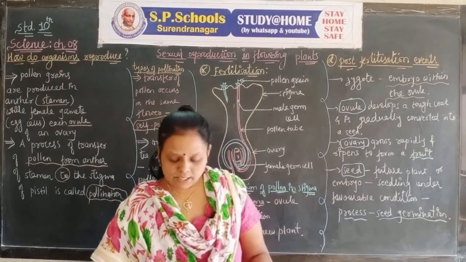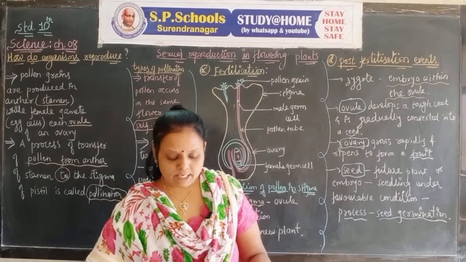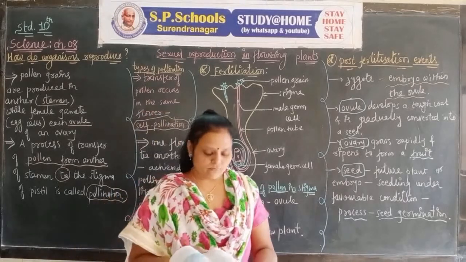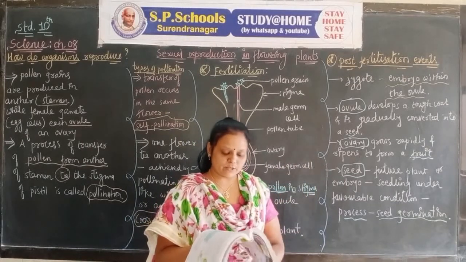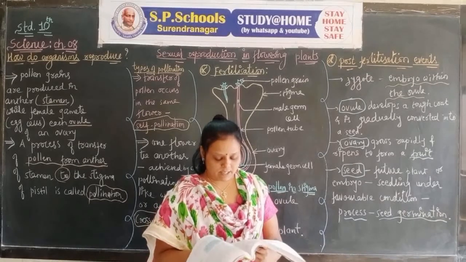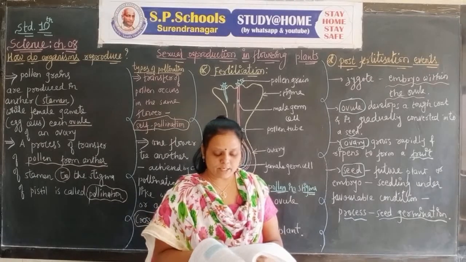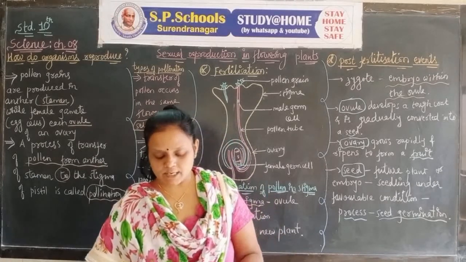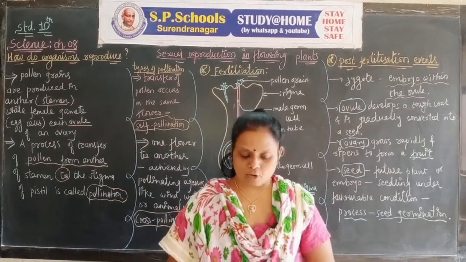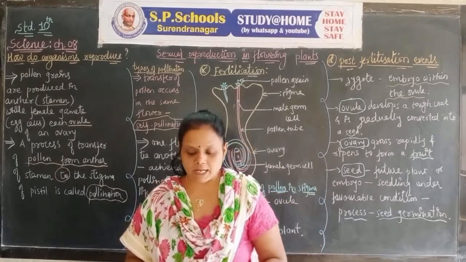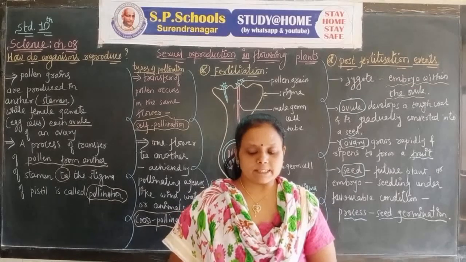Stamen is the male reproductive part and it produces pollen grains that are yellowish in color. When you take the pollen grains, it will be a yellowish powder. Pistil is present in the center of a flower and is the female reproductive part. It is made of three parts. The bottom part is the ovary, the middle elongated part is the style, and the terminal part, which may be sticky, is the stigma.